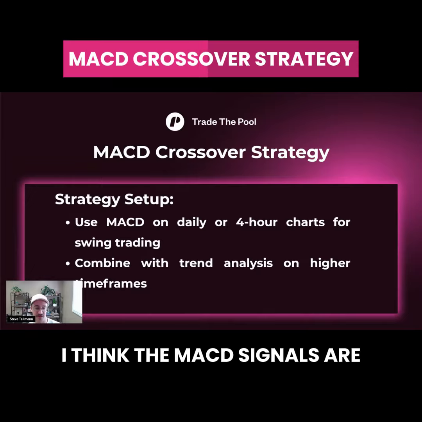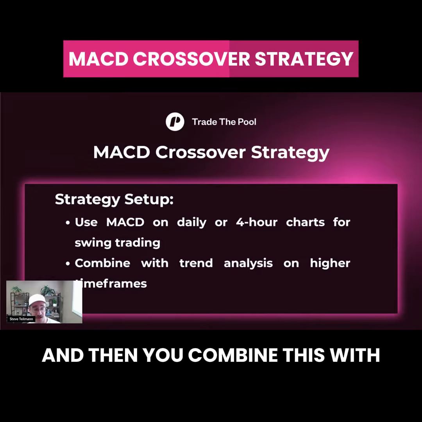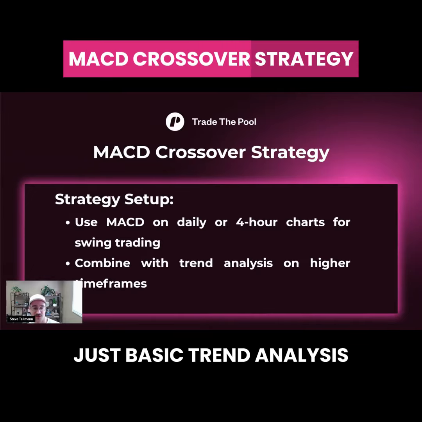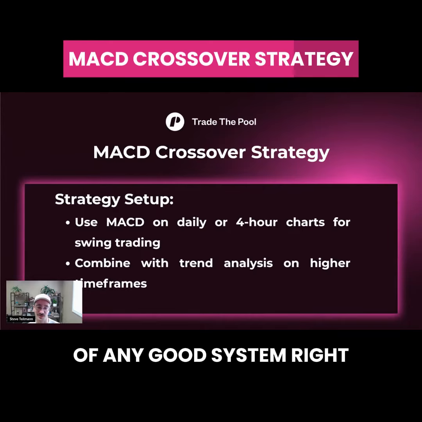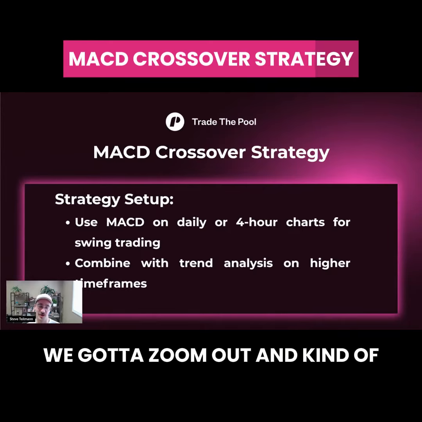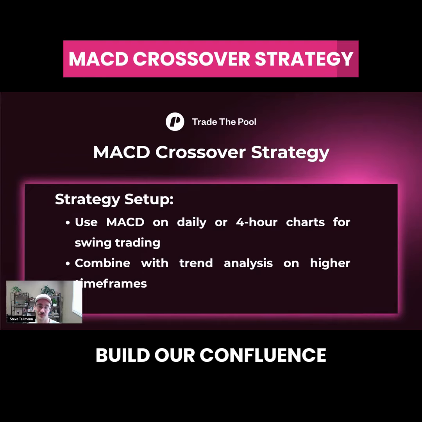I think the MACD signals are pretty strong on these time frames, and then you combine this with just basic trend analysis on higher time frames, which is always a huge part of any good system, right? We can't focus on any one time frame. We've got to zoom out and build our confluence and our directional bias through the time frames.